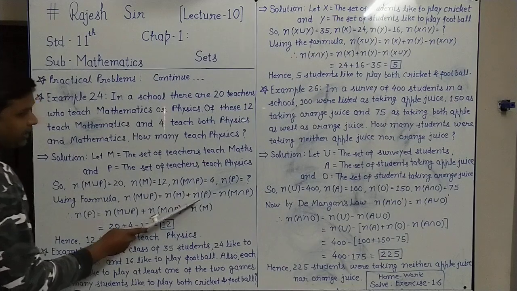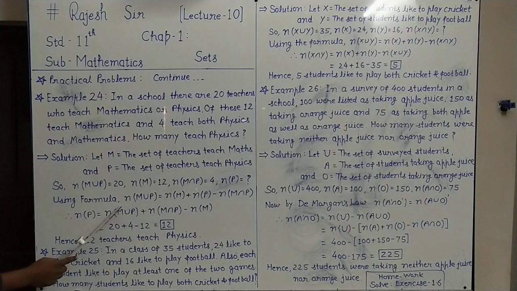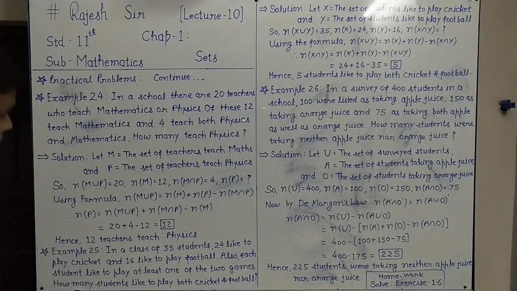If you take n(P) to one side, you can write the right side on the left and the left side on the right. So it will show this way, the simplification of this. Now put all the values: n(M union P) is 20, plus n(M intersection P) is 4, minus n(M) is 12. 20 plus 4 is 24, and minus 12 is 12. So this 12 is n(P), the number of teachers teaching physics. Hence we can say 12 teachers teach physics. That was the question and answer.